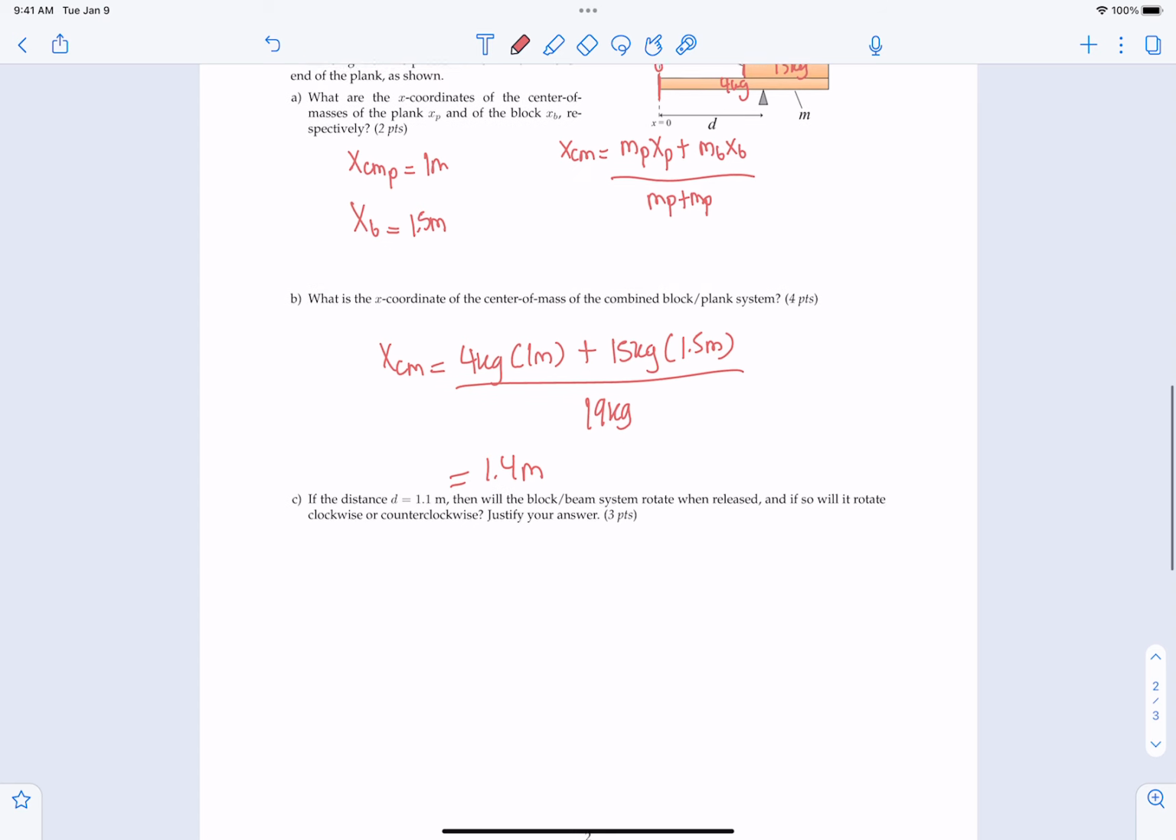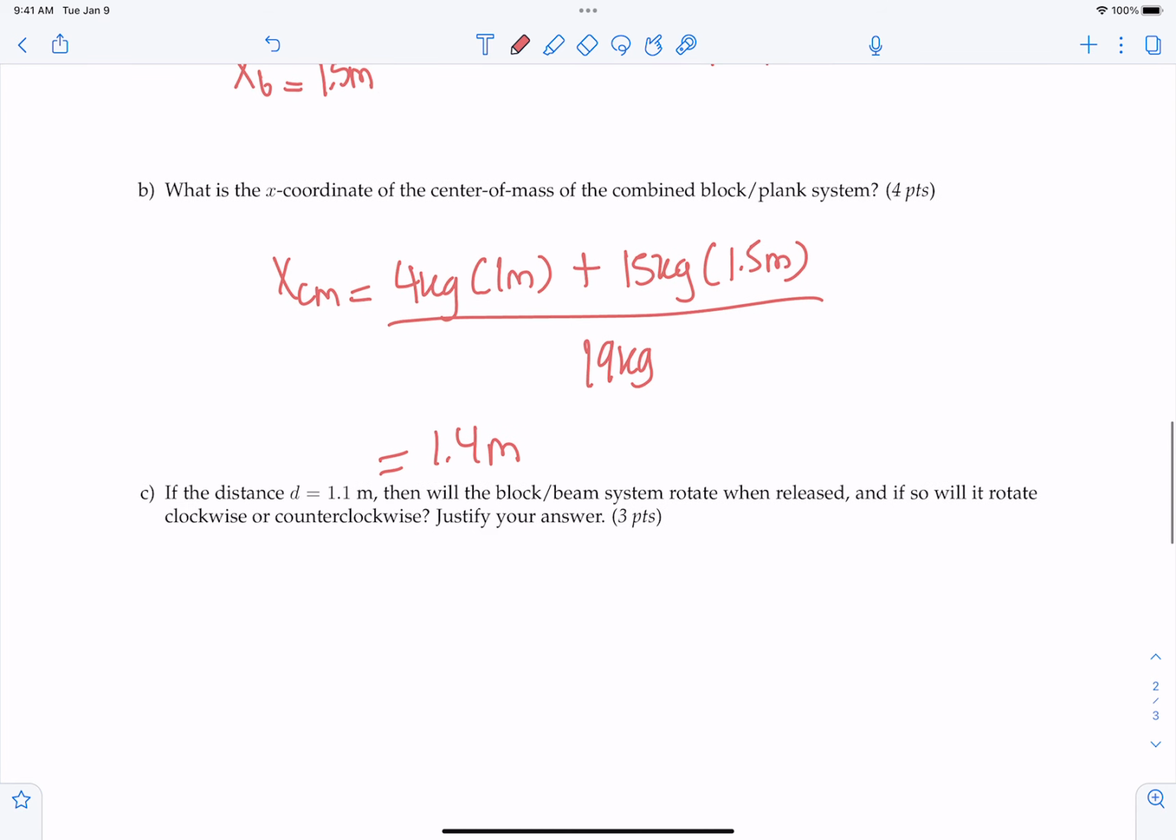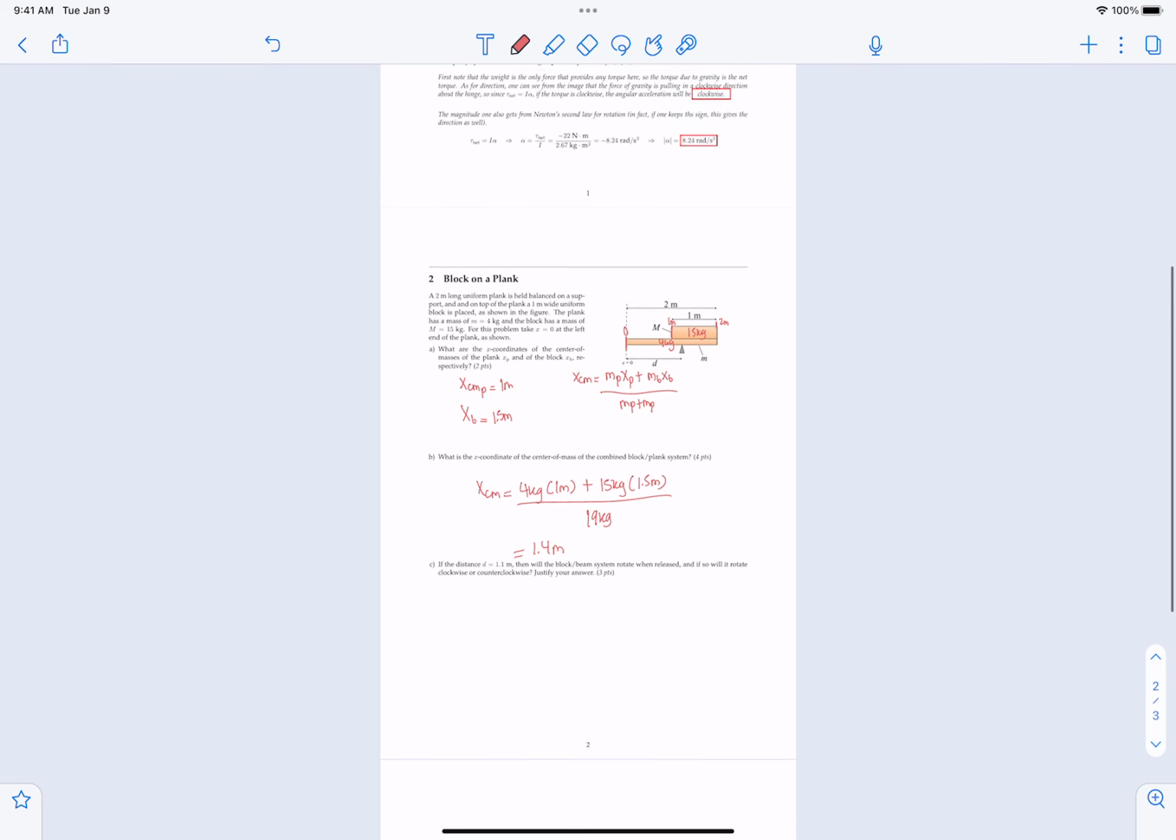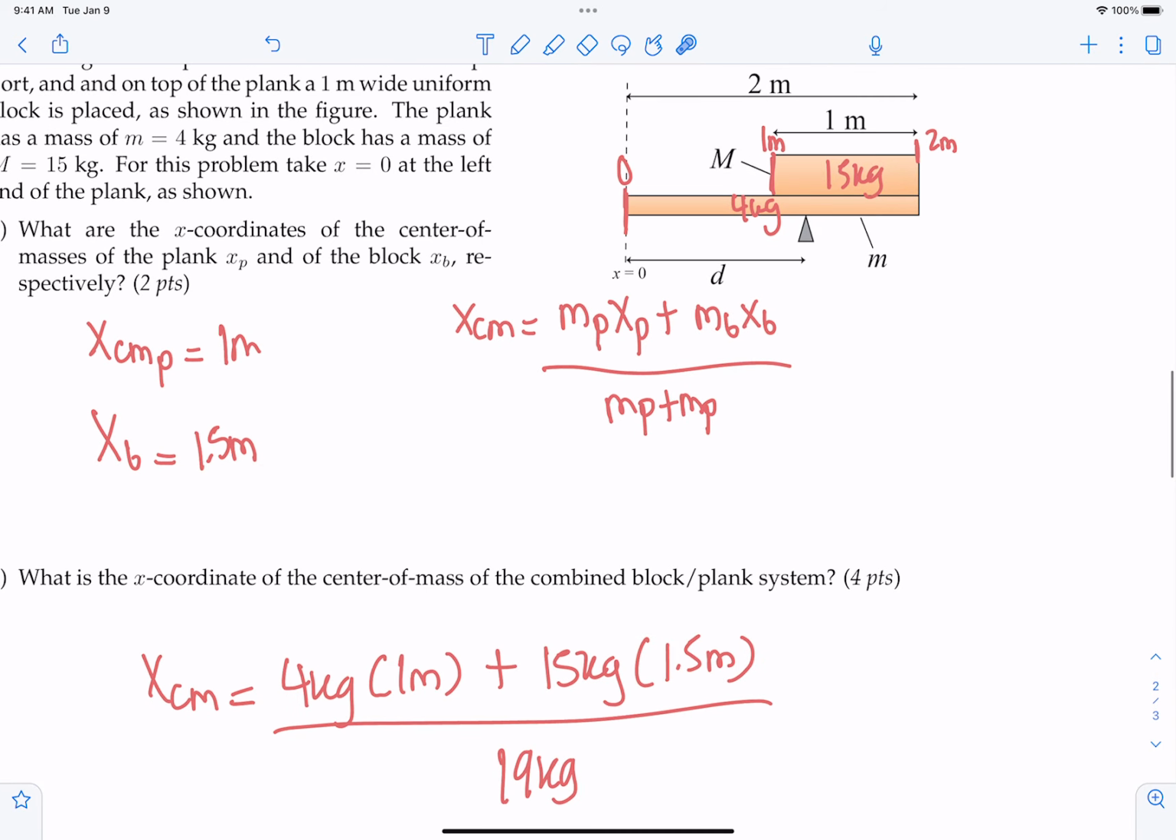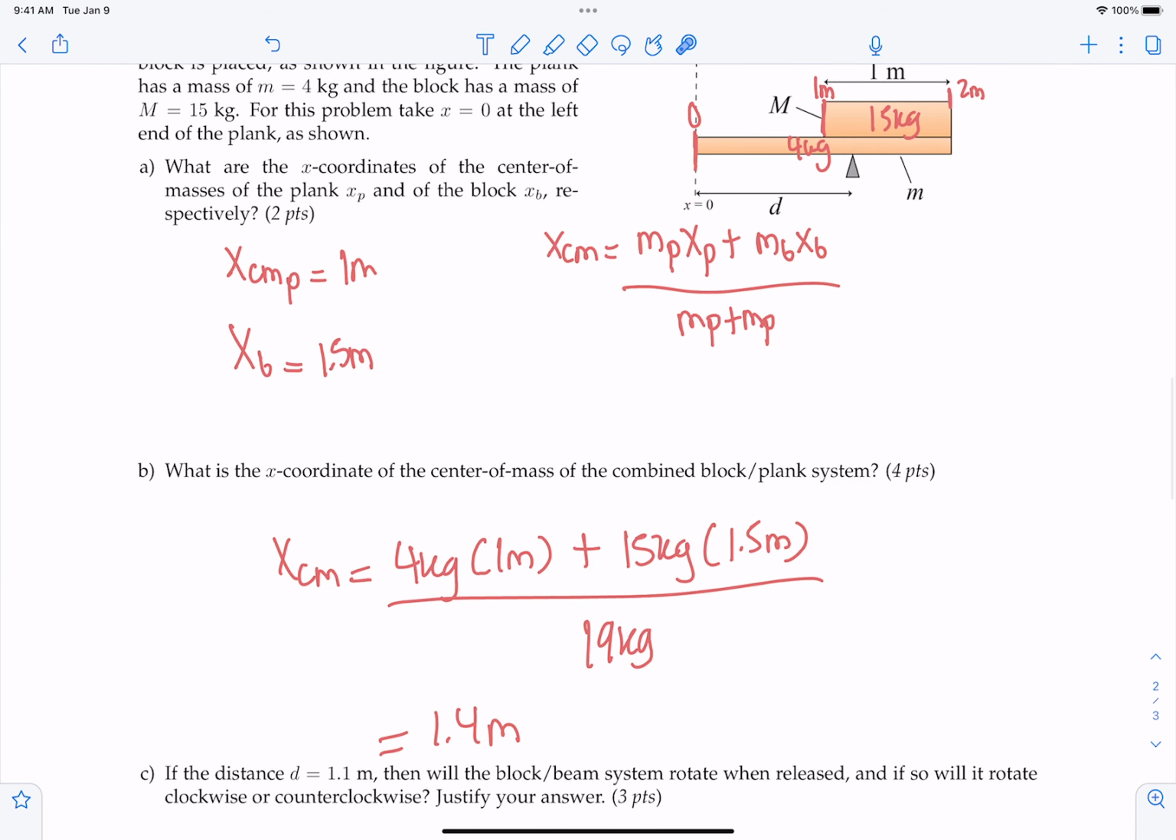Okay, cool. For part C, it says if the distance d is equal to 1.1 meters, then will the block/beam system rotate when released? And if so, will it rotate clockwise or counterclockwise? So d, this distance right here, they're talking about from the starting point to the base, to the pivot right here, is 1.1 meters, right?